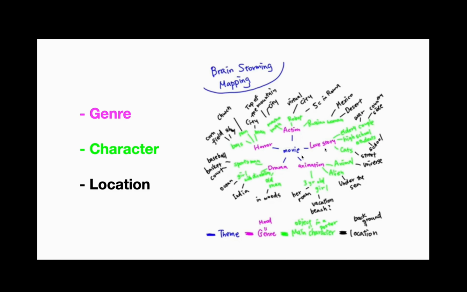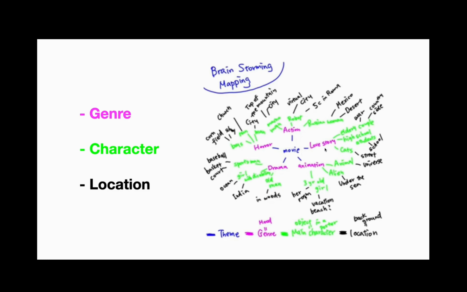So we're going to start with what we're going to do. We're going to have a movie, right? And then you have several different directions you can go. You can go action, horror, drama, animation, love story. There's lots of different choices. And then from there, we can think about what kind of characters we want. So if we're doing, say, animation, our character might be a 3-year-old girl.